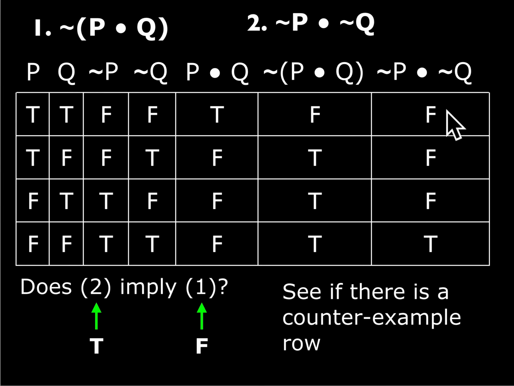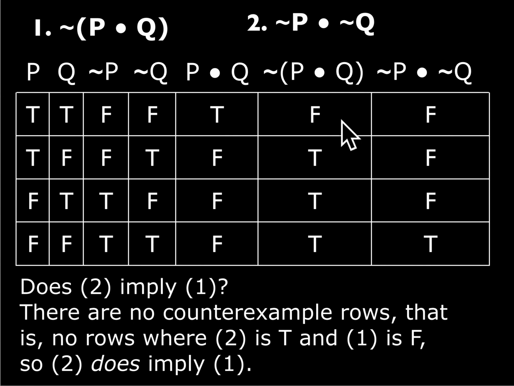Is there any such row? And if you look down, you can see there isn't any. There's no row where statement 2 is true, but statement 1 is false on that same row. So there's no counterexample rows. That is, no rows where 2 is true and 1 is false. So 2 does imply 1.